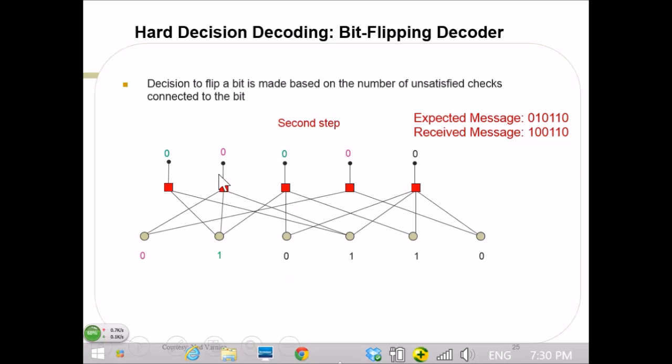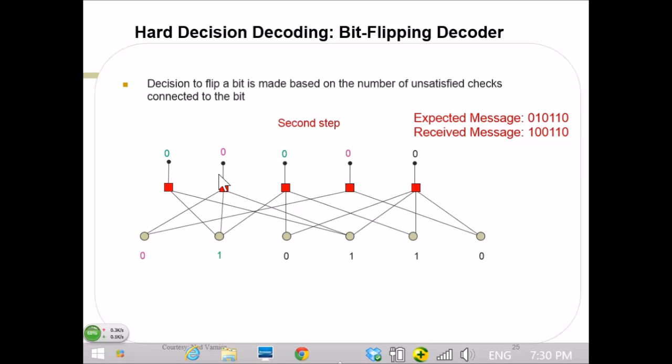So this is a very crude example. We take a very small graph, and what we are saying is how you want to flip the bits. You look at the equations and the bits you receive, and you see that this bit has more equations complaining, so let me flip that bit. Then look at the equations again, see which equations are not satisfied, and flip another bit.